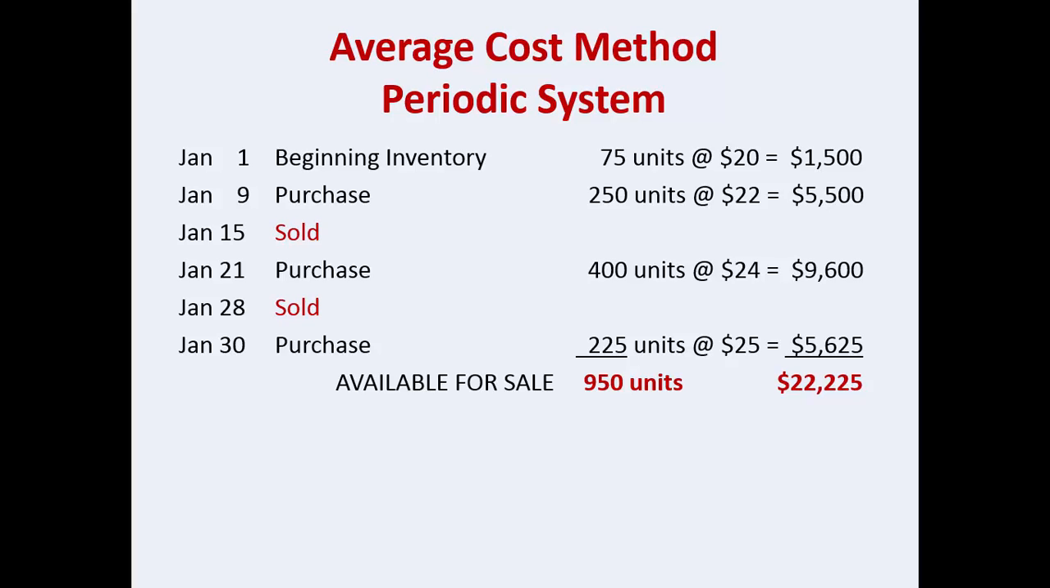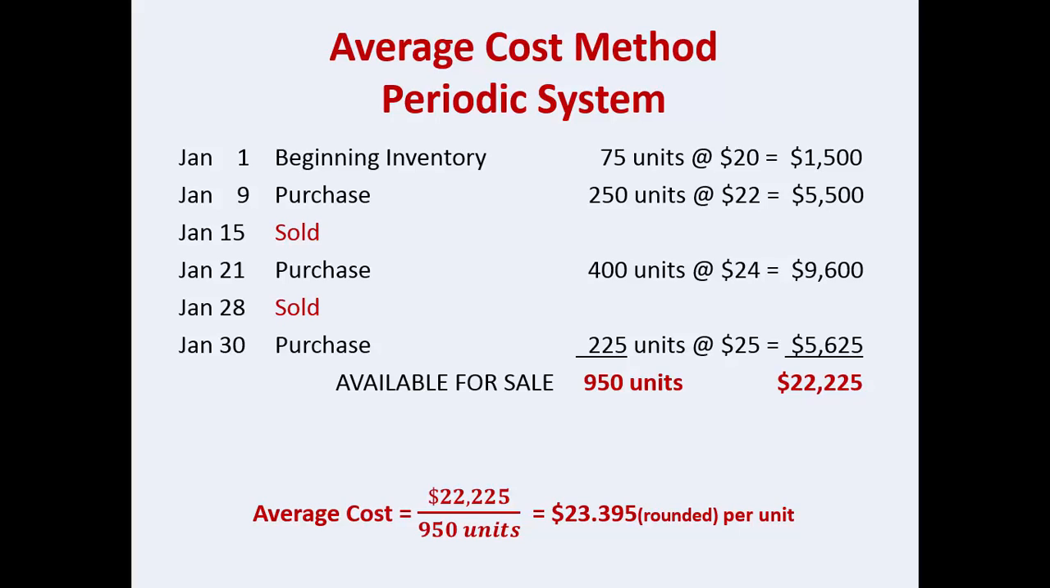Now, looking at a periodic system, because you don't calculate cost of goods sold until the end of the period, you figure out one average for the entire period. Now, can you see how this differs from a moving average? Although there are some textbooks that call it a weighted average, but if they're teaching you the perpetual, that actually technically is the moving average.